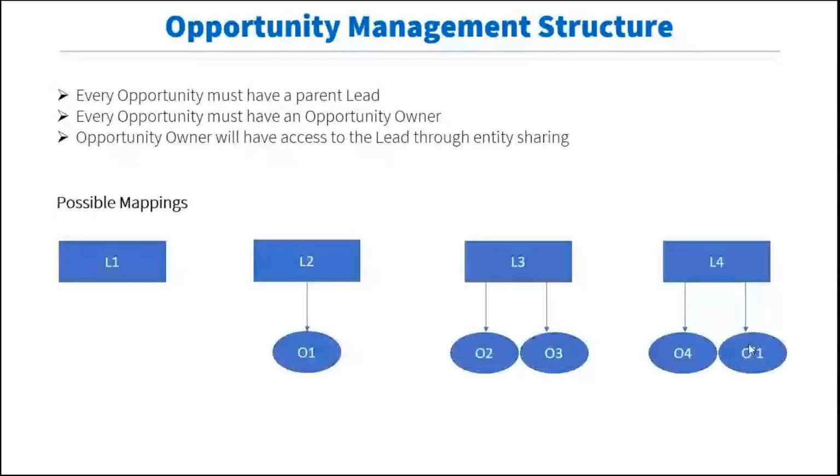So now, having said that, there are a lot of possible mappings. The lead can exist in itself. The lead can have a single opportunity. The lead can have multiple opportunities of the same type, and the lead can also have opportunities of different types. Both the lead can have its own activities, and the opportunities can also have their own activities.